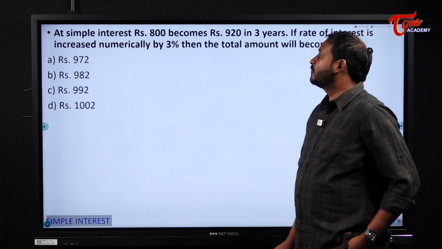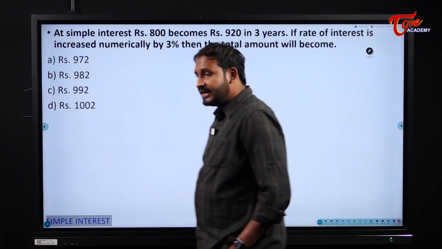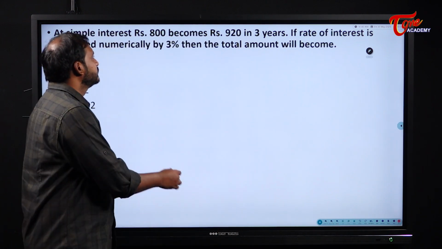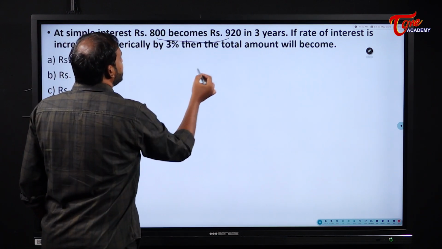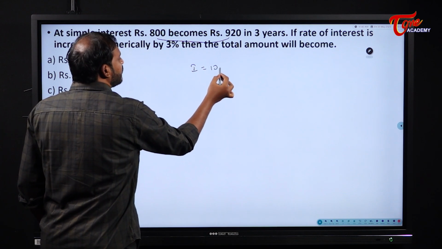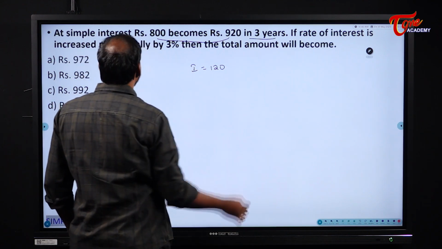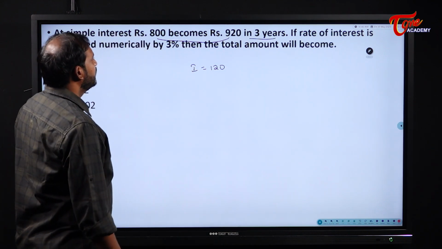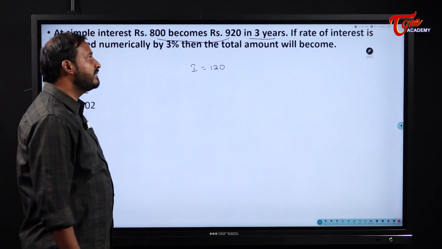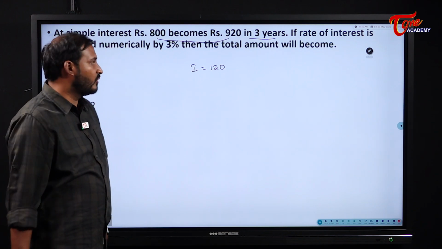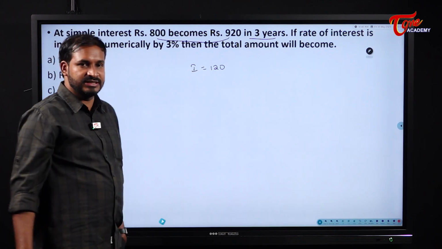At simple interest, rupees 800 becomes rupees 920 in 3 years. That means, see here, students, what is the interest here? Interest is 120, in how many years? In 3 years. If the same rate of interest is increased numerically by 3, the total amount will become what? First of all, I need to find the rate of interest in this case.